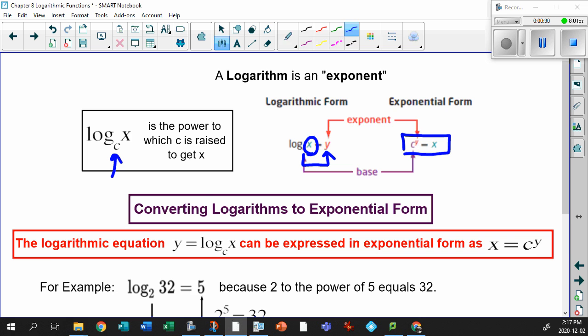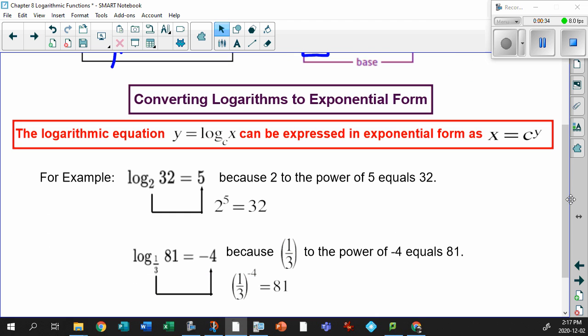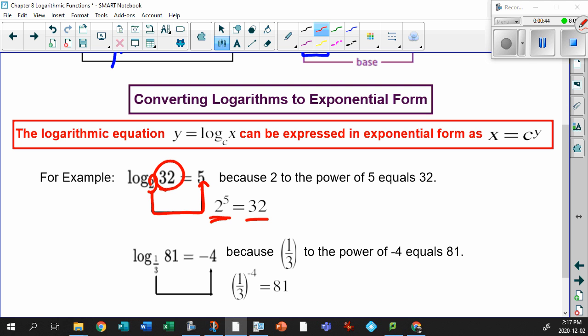So with the next couple of examples, all I want to do is convert the logarithms into exponential form. So, okay, there's our base. Base to the power of 5. Look, 2 to the power of 5 gives you 32. And no kidding, 2 times 2 times 2 times 2 times 2 is 32. Now, check this out, though. Oh, this is even more fun.